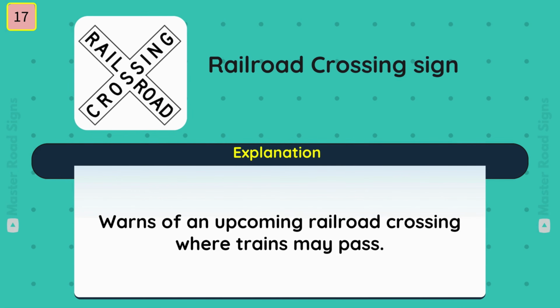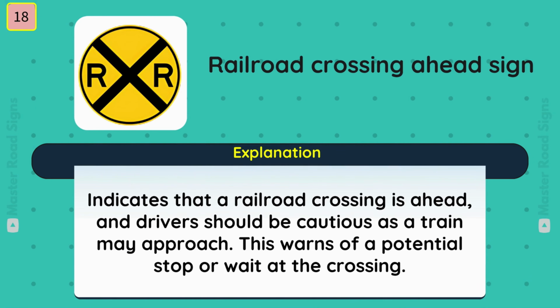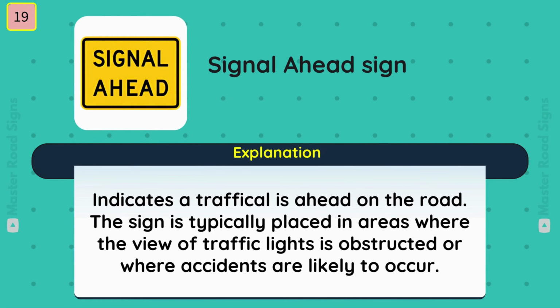Railroad crossing sign warns of an upcoming railroad crossing where trains may pass. Railroad crossing ahead sign indicates that a railroad crossing is ahead, and drivers should be cautious as a train may approach. This warns of a potential stop or wait at the crossing. Signal ahead sign indicates a traffic light is ahead on the road. The sign is typically placed in areas where the view of traffic lights is obstructed or where accidents are likely to occur.